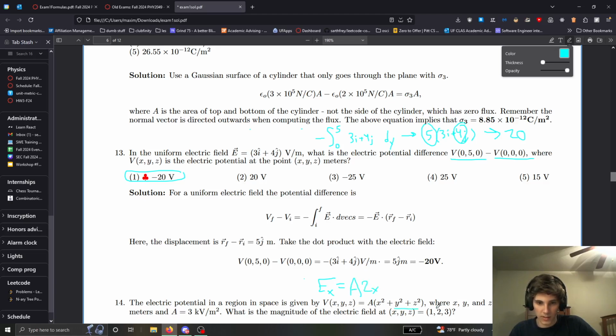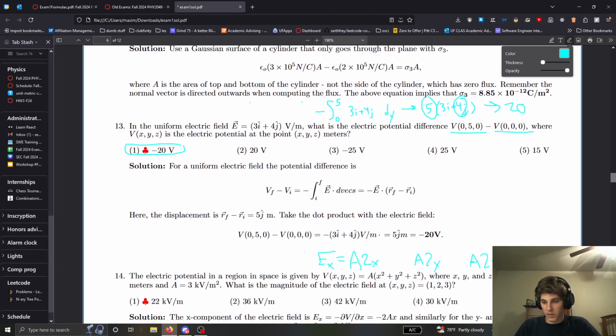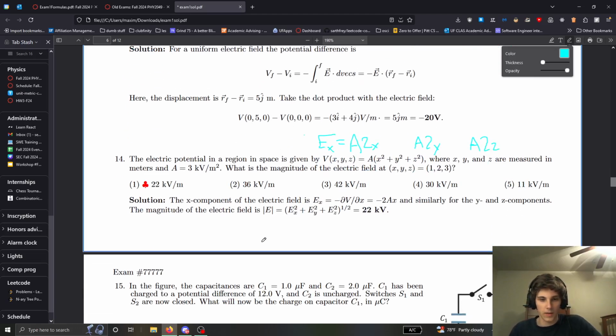All of these terms, they die out. They don't have an x in them. So A of 2x, it's also like A of 2y or A of 2z. So, you know, you'd end up just having square root of (3 times 2 times 1 squared plus 3 times 2 times 2 squared plus 3 times 2 times 3 squared). Put that all under the square root, you get 22.45, rounds down to the correct answer, 22.